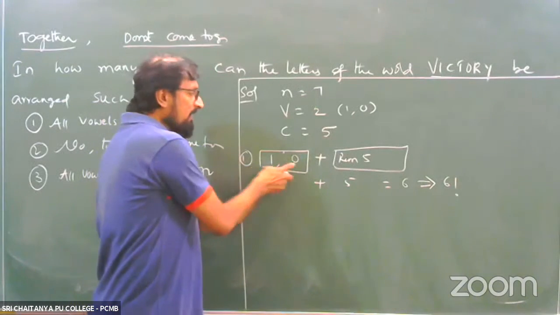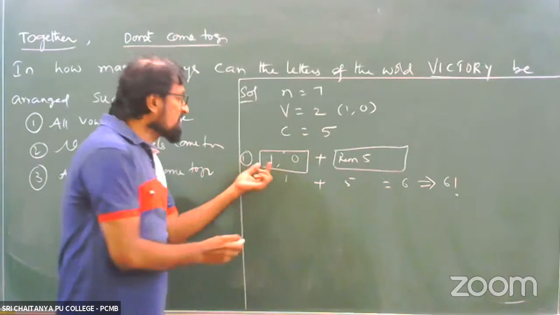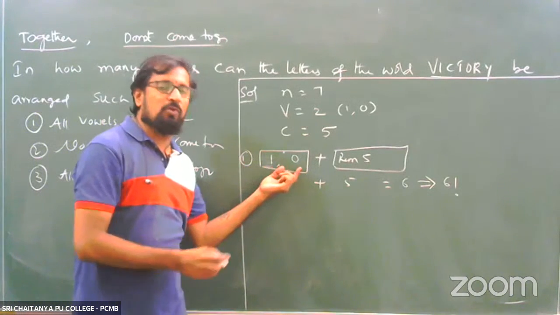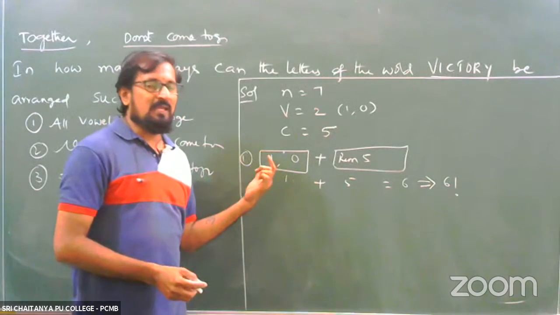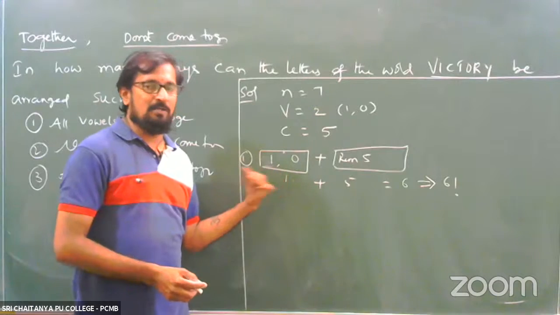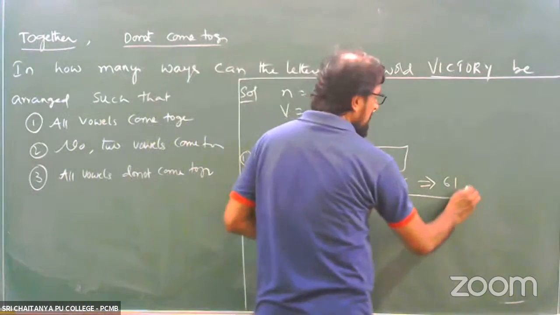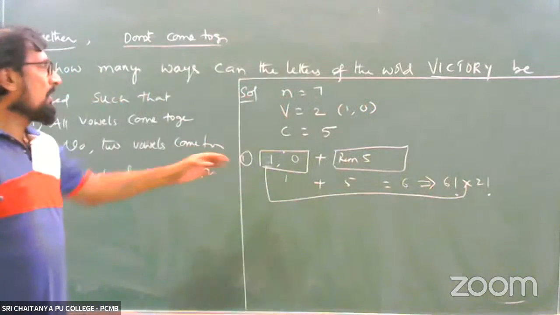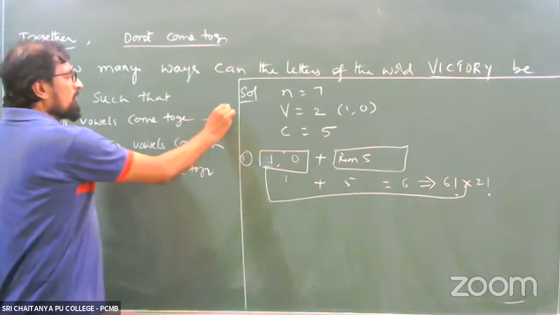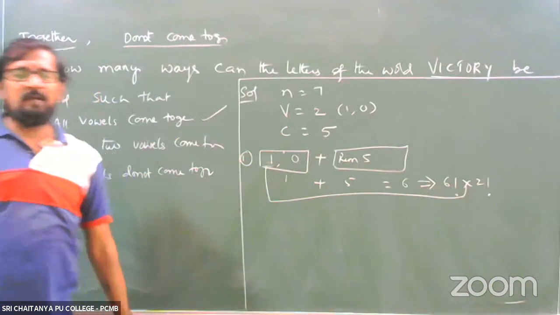Here you are having 2 vowels. These two can be arranged. See here, I is in first place, O is in second place. Now I can interchange them and arrange O comma I also. Means these two can be arranged among themselves in 2 factorial ways. So the answer of the first problem, all vowels come together, is 6 factorial into 2 factorial.